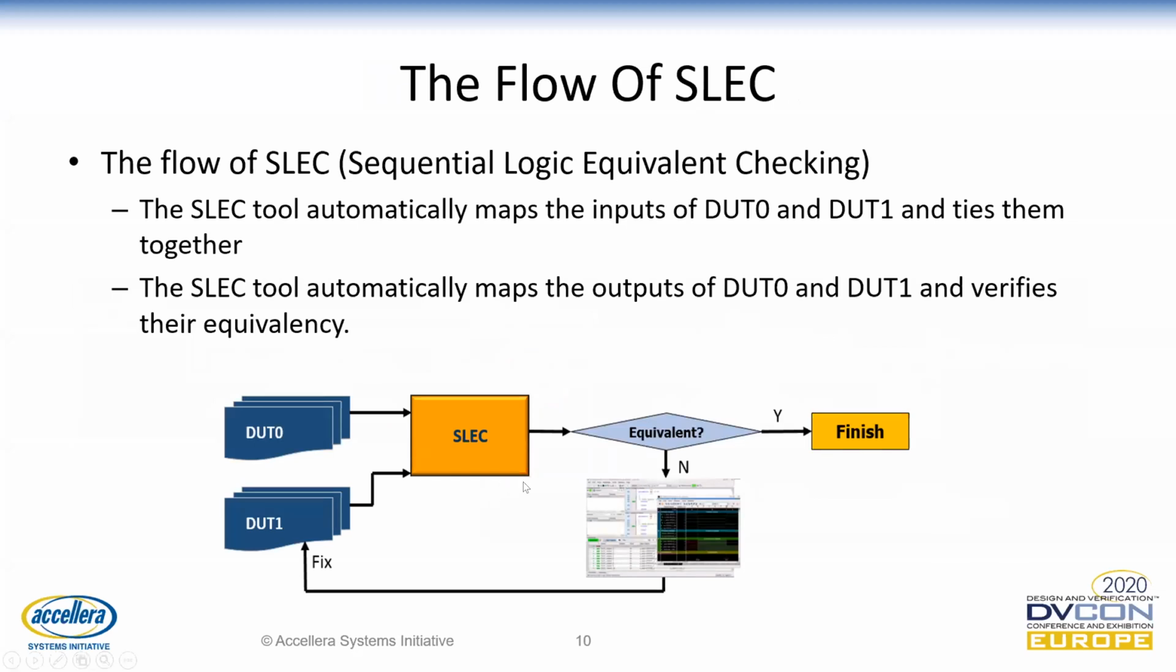Now let's look at the formal verification method, SLEC. SLEC verifies the functional equivalence of two designs. The user provides two designs. Most SLEC tools can automatically map and tie name-matching inputs of the two designs, map name-matching outputs, and verify their equivalence. SLEC uses formal analysis that automatically considers all possible values for inputs and undriven wires. After a run, SLEC either proves the equivalence of signal pairs or finds counterexamples to show their non-equivalence.